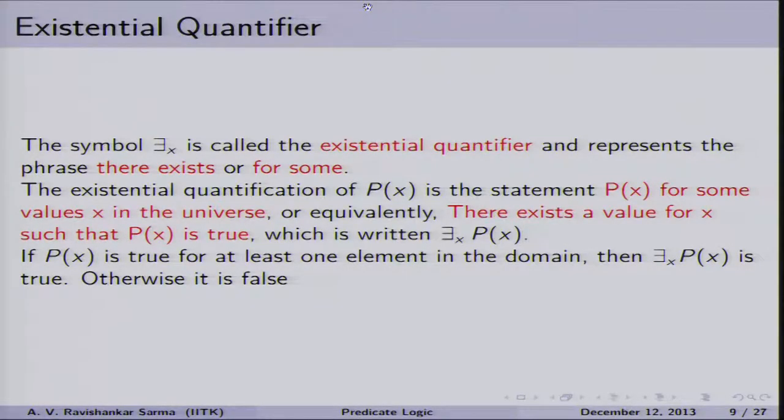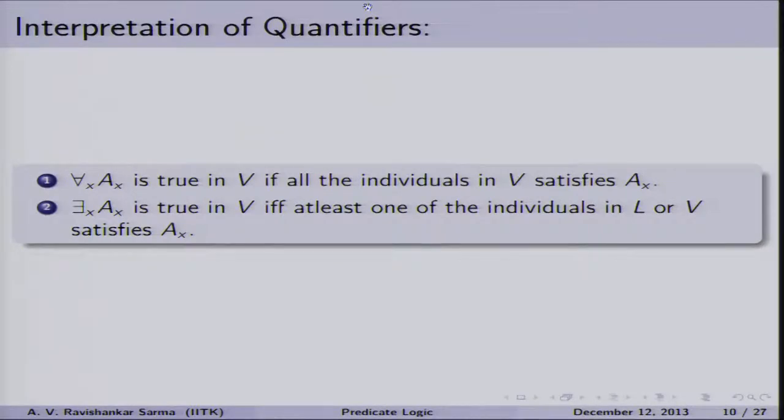So that formula can only be written as there exists X, there exists some Y, P(X,Y), X plus Y is equal to 10. If P(X) is considered to be true for at least one element in the domain, then there exists some X, P(X) is going to be true, otherwise it is going to be false. In the case of for all X, it has to be true for all the elements of the domain, otherwise it's going to be false. So that is the difference between existential and the universal quantifiers.